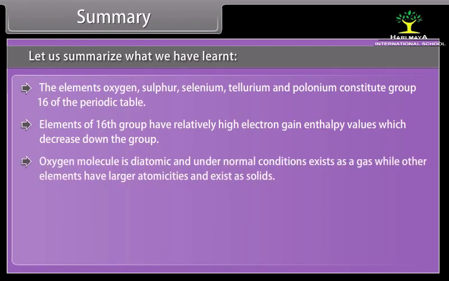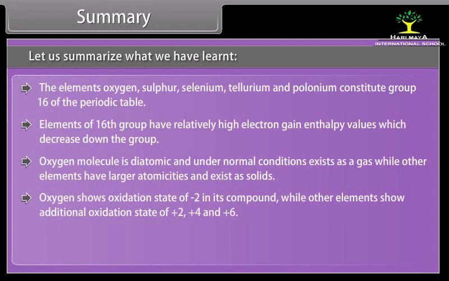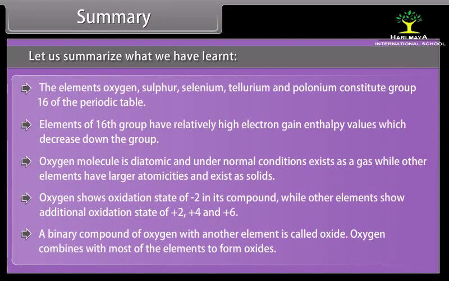Oxygen molecule is diatomic and under normal conditions exists as a gas, while other elements have larger atomicities and exist as solids. Oxygen shows oxidation state of -2 in its compounds, while other elements show additional oxidation states of +2, +4 and +6. A binary compound of oxygen with another element is called an oxide. Oxygen combines with most of the elements to form oxides.